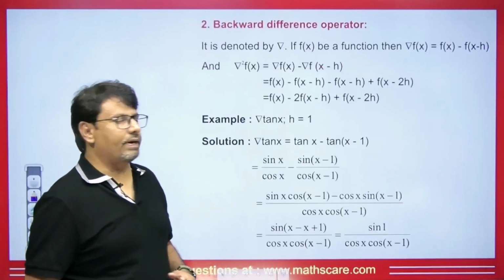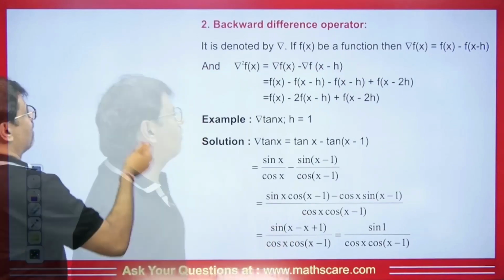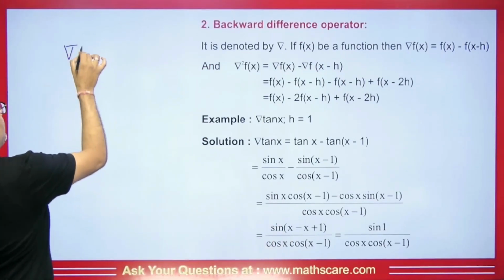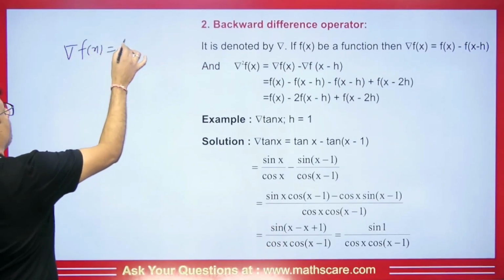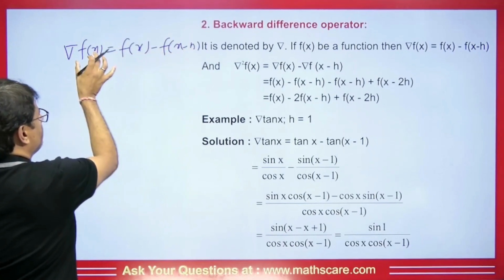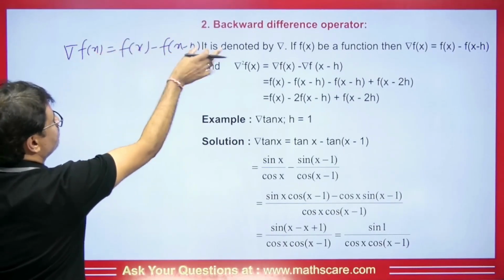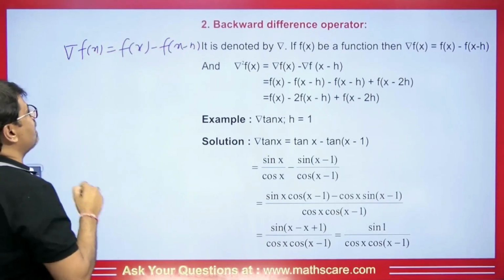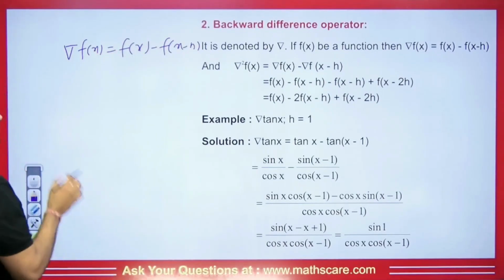So next, what is the backward operator? We write it with nabla, right? To get the backward operator, then nabla, for finding the value of f(x), what comes here? f(x) minus h, meaning this function here minus it from this and this. So what is it called? It's called the backward operator. Okay, clear, students?